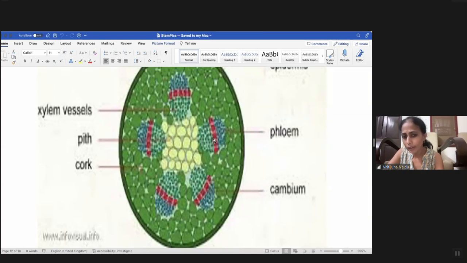There's a thin layer that separates the food pipes and the water pipes. This is the layer that generates new pipes as the years go by. This thin layer is called cambium, C-A-M-B-I-U-M. It comes from the Latin word cambiare, C-A-M-B-I-A-R-E, which means to exchange.